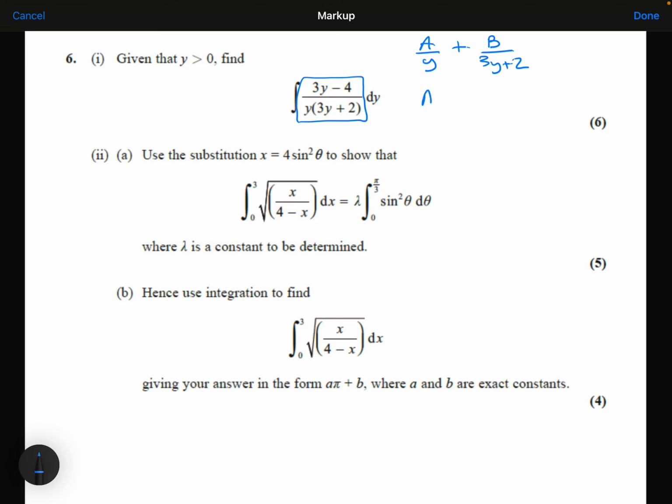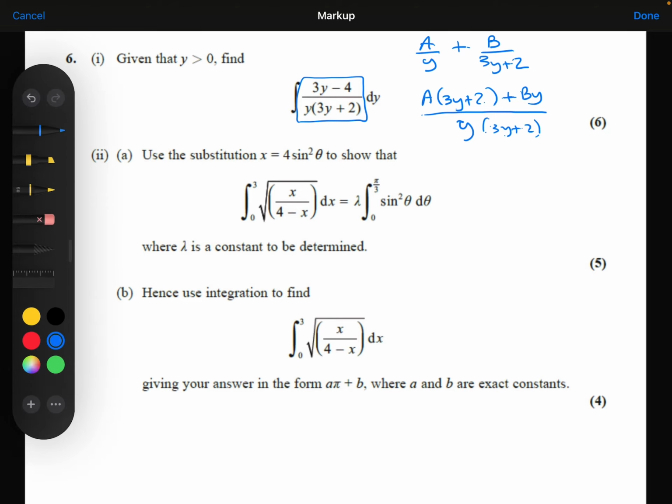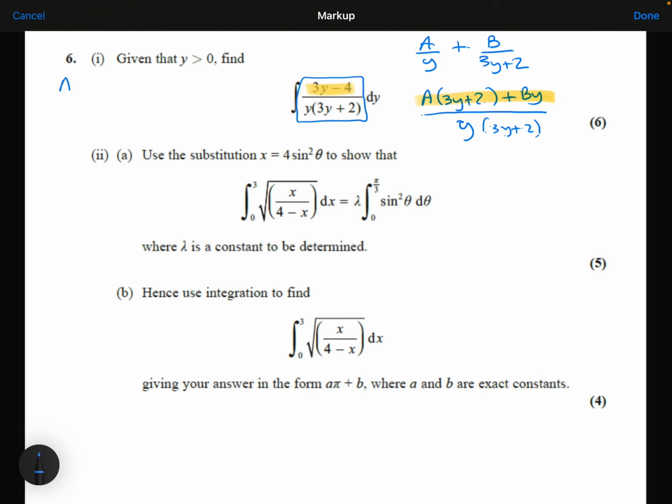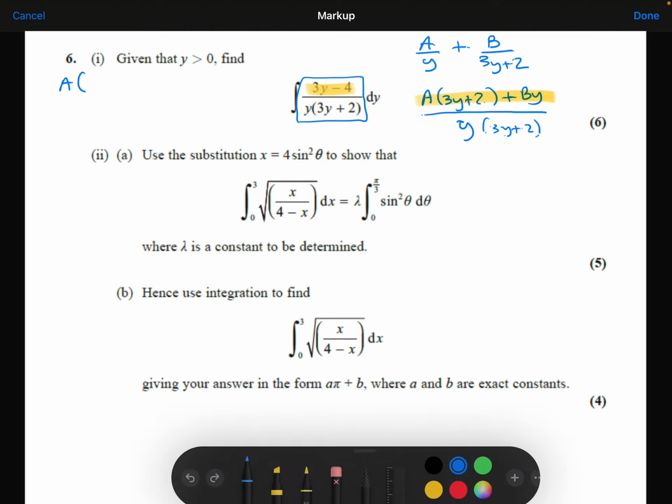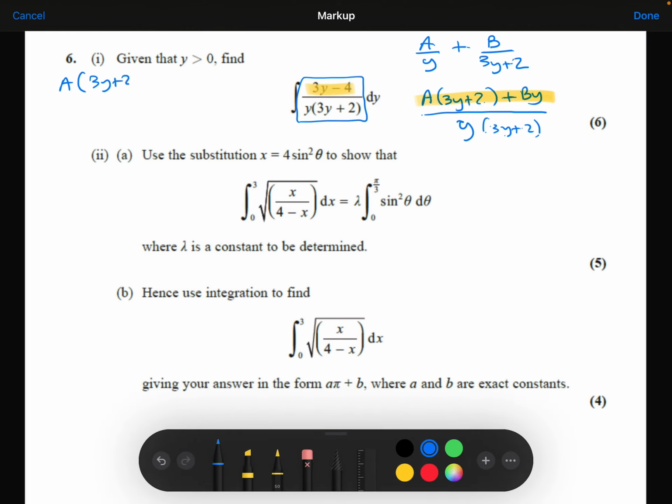Now combining that back together, we'll have a times (3y plus 2) plus b times y, all over y times (3y plus 2). That must mean then that my numerator has to equal 3y minus 4. So a times (3y plus 2) plus b times y is equal to 3y minus 4.